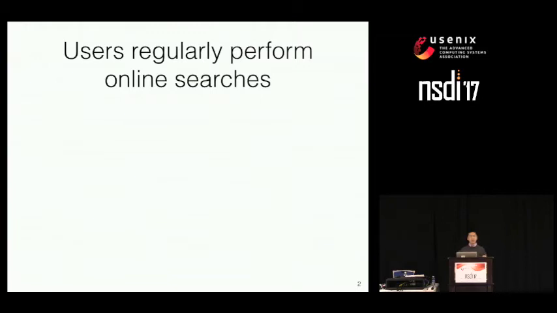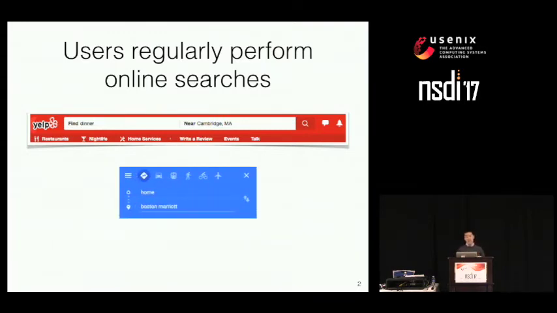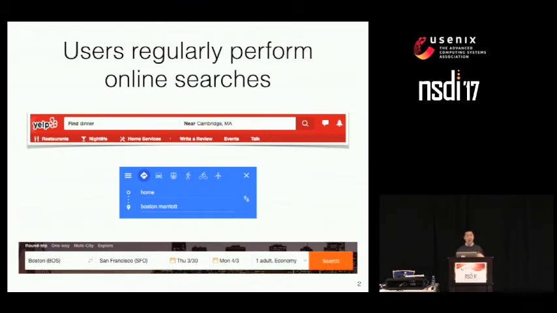So every day, users perform searches on web services. For example, they might search Yelp for dinner options near Cambridge. They might search for directions on Google Maps, and they might search for flights on Kayak or Expedia.